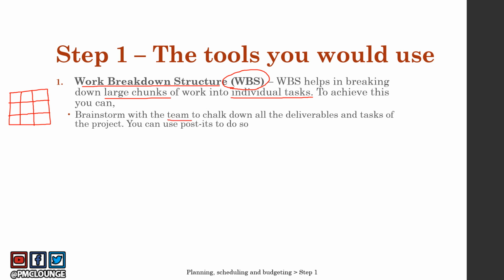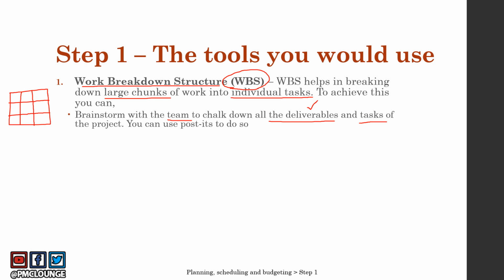To do this, you need to first of all brainstorm with the team to chalk down all the deliverables. What are the documents? What are the sub products you need to create to deliver the end product of the project, right? You need to understand all the deliverables that your project is going to produce. Also, you need to understand the tasks that your project needs to perform, right? Your project team needs to perform a lot of tasks to be able to complete the project, to be able to deliver the project, right?